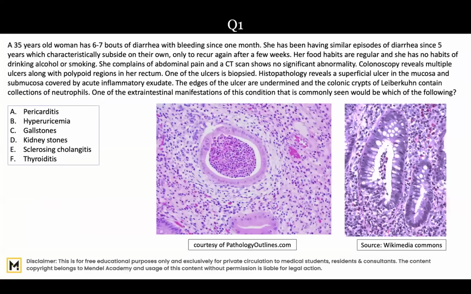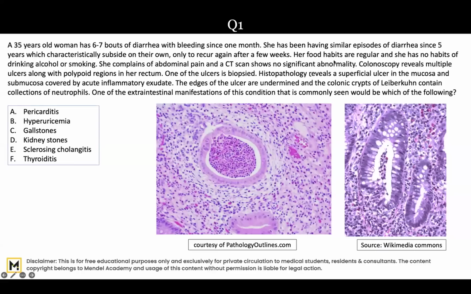This is how I always like to start any session because it gets everyone involved. Let me read out the question for you. Let's not waste time in allowing you to read and then find out. So we have a 35-year-old woman with 6 to 7 bouts of diarrhea with bleeding since 1 month. She has been having similar episodes of diarrhea since 5 years, which characteristically subside on their own, only to recur again after a few weeks.